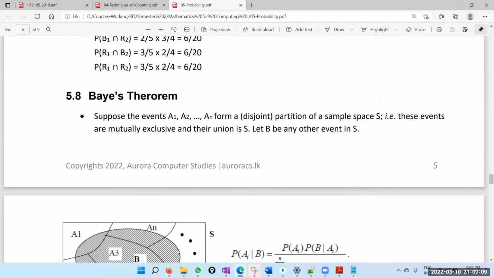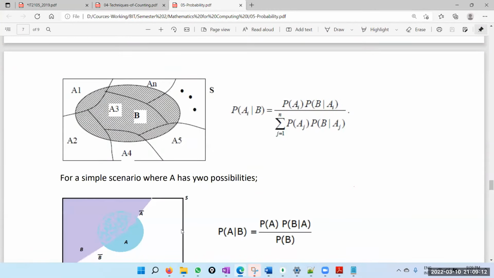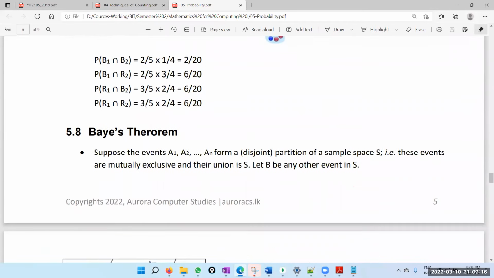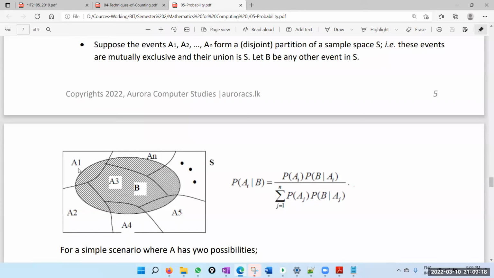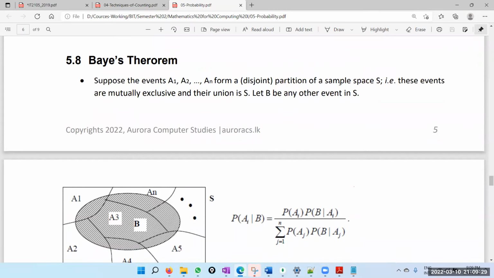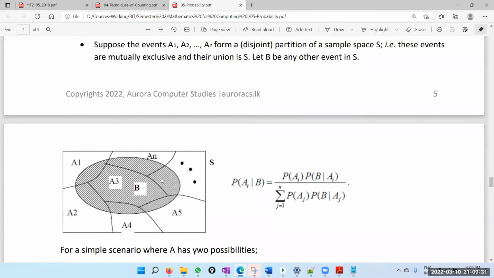Because when you read the question, you can see it's related to Bayes theorem. So what is Bayes theorem? Suppose we have events A1 to AN, which must be exhaustive, in the sense it must cover the entire sample space. Then we must have another event called B, any other event. So then, what is the probability of AI given B?